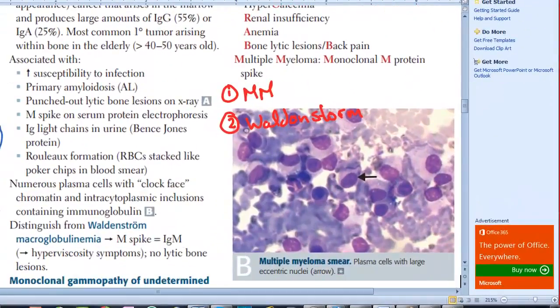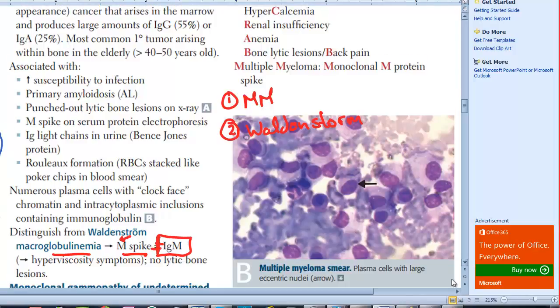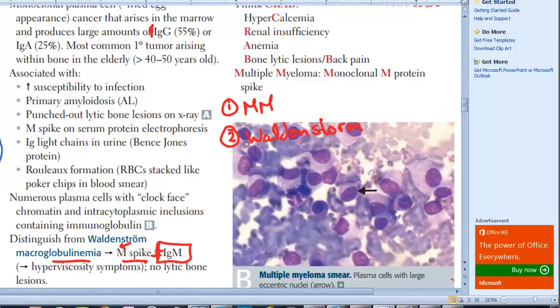Now distinguish Waldenstrom's macroglobulinemia with an M spike. This is a monoclonal spike again, but in this case it's an IgM. But in the case of multiple myeloma, it's an IgG. Make sense? Excellent. Good.